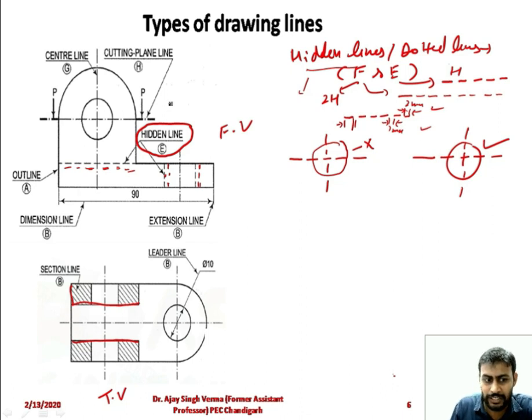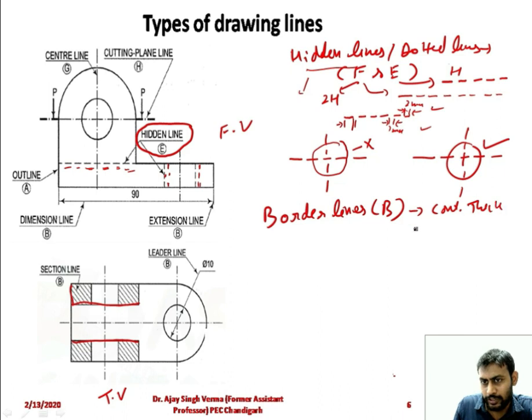So next one is border lines. We already discussed border lines in your second lecture. This is a B type line. It is a continuous thick type line. What does the border mean?